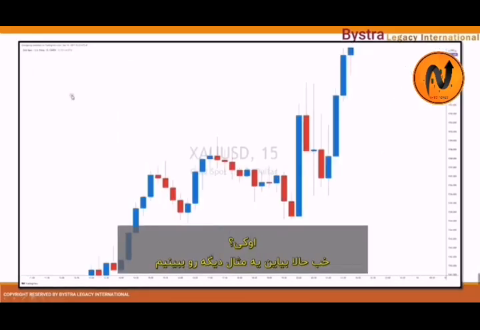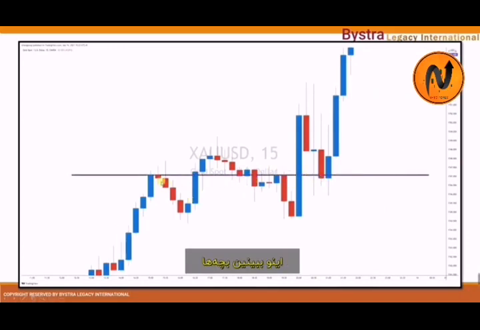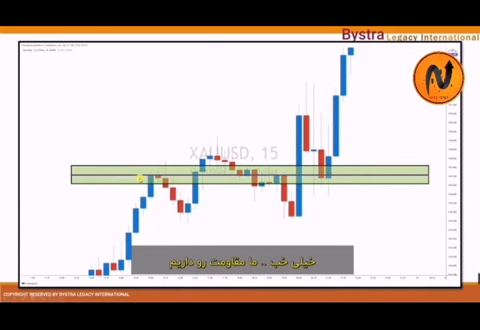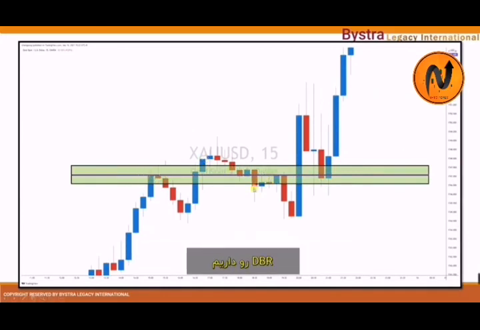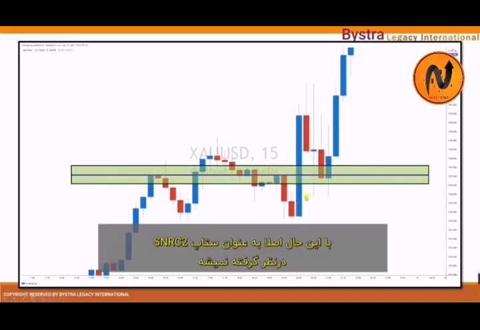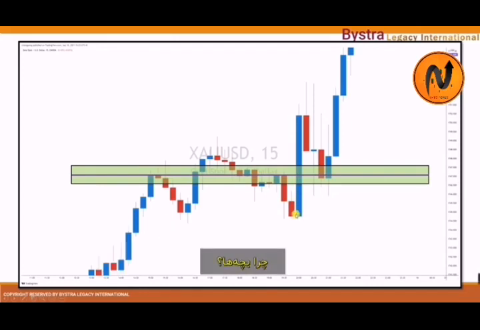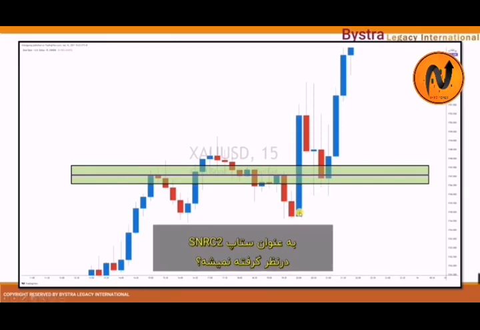Okay, now let's have a look at another example here. Okay, see this guys. So we have the resistance, we mark the horizontal line, we have the drop base rally. However, this is not considered an SNRC2 anymore. Why guys? Are you able to find out why it doesn't count as an SNRC2 setup?